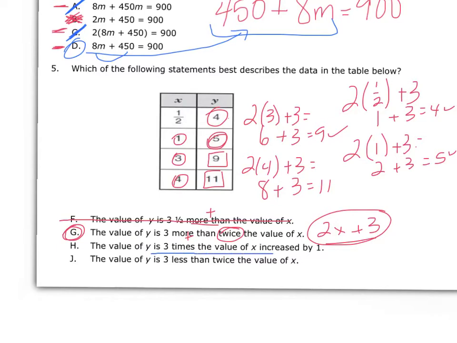3 times the value of x increased by 1 would be 3x plus 1. That's the expression you would use, and then you'd plug in the x where the x goes, just like we've been doing.